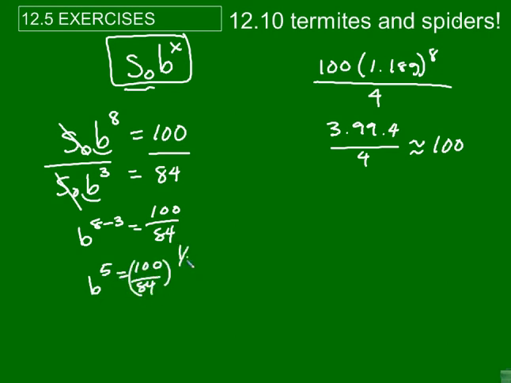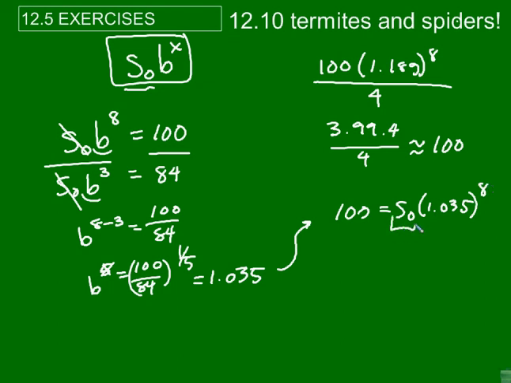Take the 5th root, and that gets me a b value of 1.035. Cool. Now if I plug that back in, I will end up using that 100 number equals SO times 1.035 to the 8. So I'll use this set of numbers here to solve for the SO value. That's just a number divided into 100. The SO equals 75.